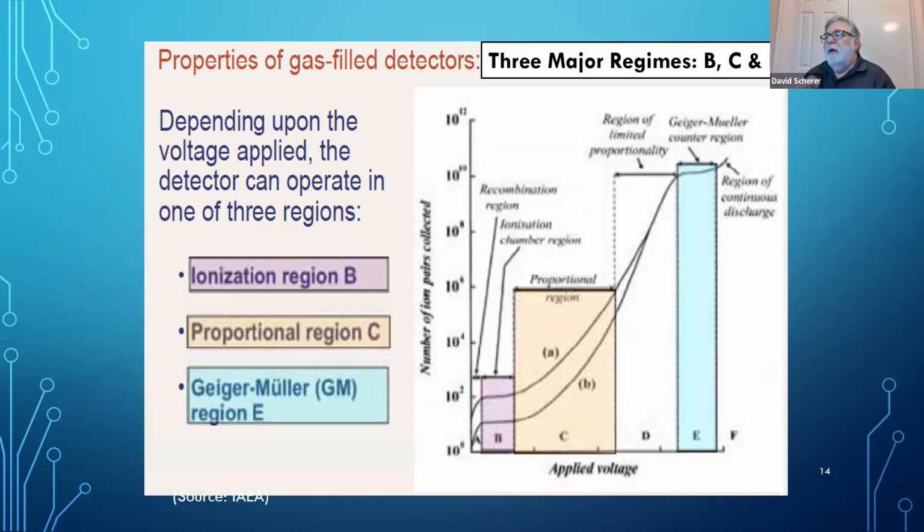So far, so good. If we go to a higher voltage, then we have sufficient voltage to separate the ion and the electron and be able to collect the electrons and ions.